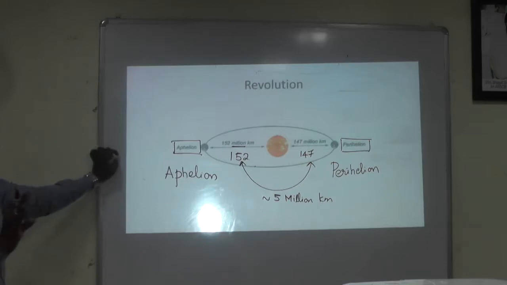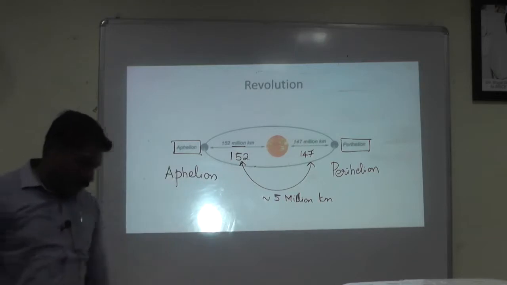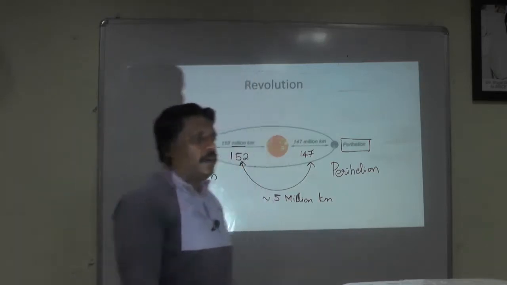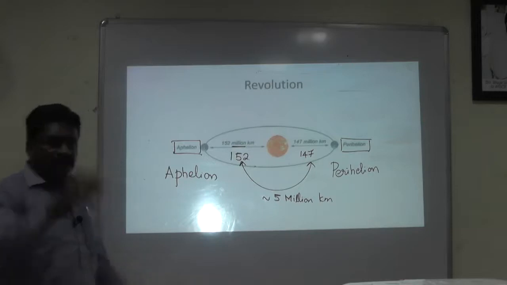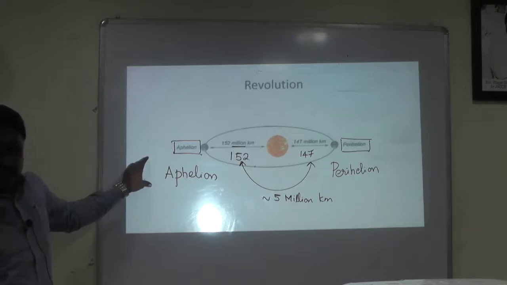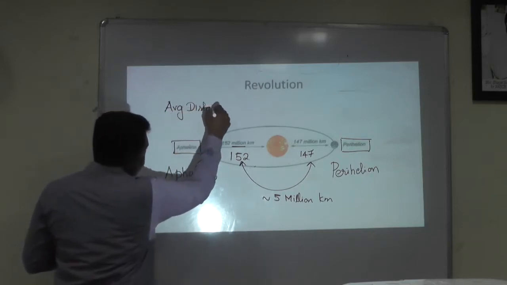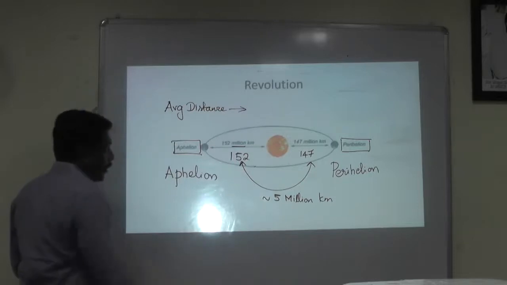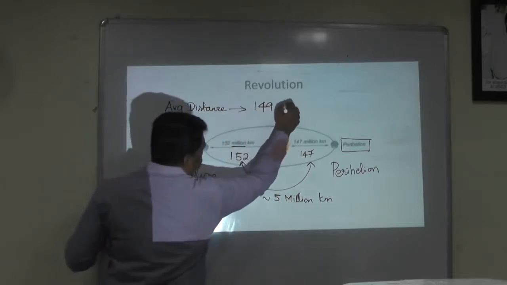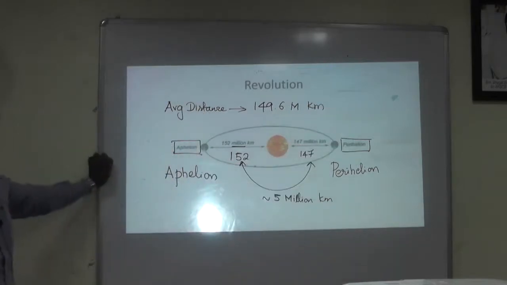So what is perihelion? What is aphelion? We have an idea. Farthest position, aphelion. Nearest position, perihelion. Correct? But I said every day the distance between sun and earth keeps on changing. Somewhere you have to identify an average value. Geography is all about average. So if you ask me, what is the average distance between Sun and Earth, it is 149.6 million kilometers. That is the average distance.